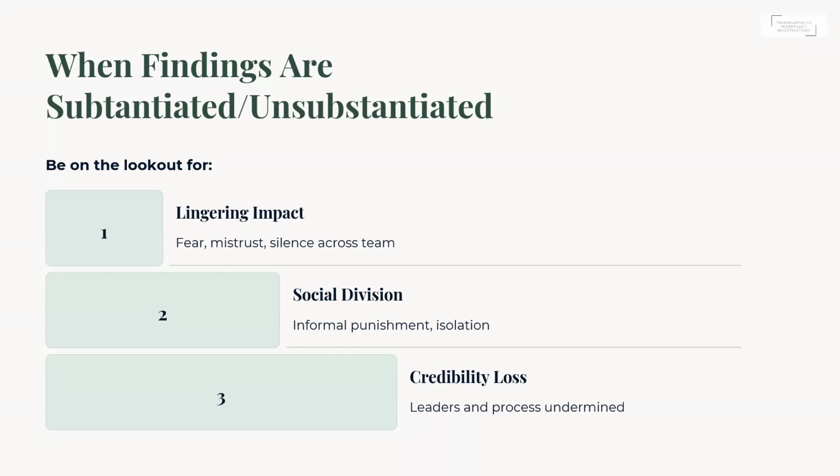When we are dealing with these types of high-profile investigations involving senior leaders or executives, whether the findings are substantiated or unsubstantiated, some of the things we want to look out for are that lingering impact. Fear, mistrust, silence across the team can come up. There's oftentimes social division, whether there's isolation or informal punishment.